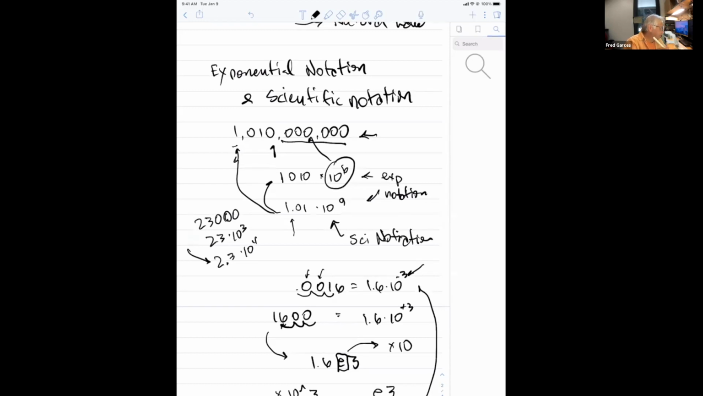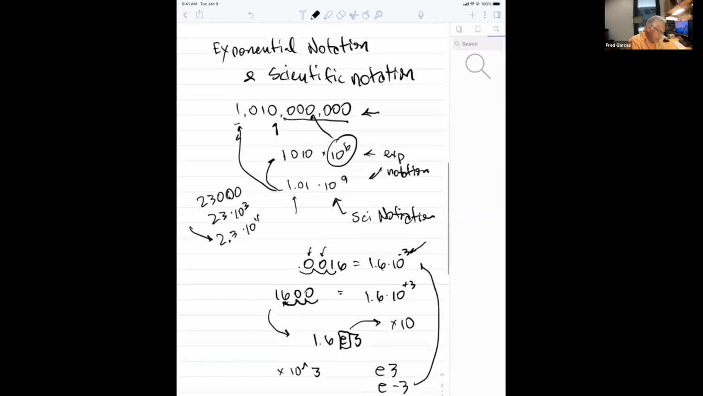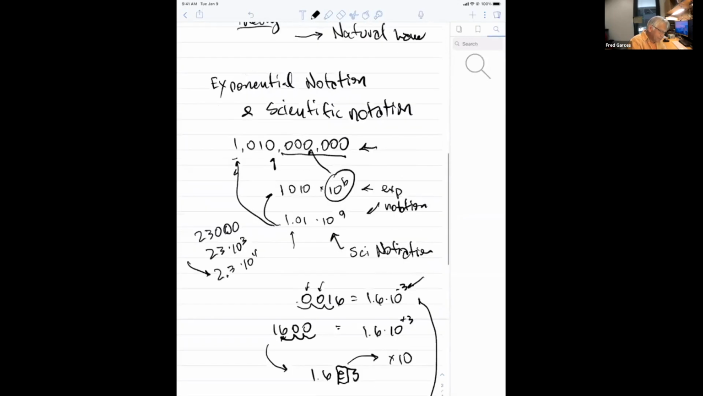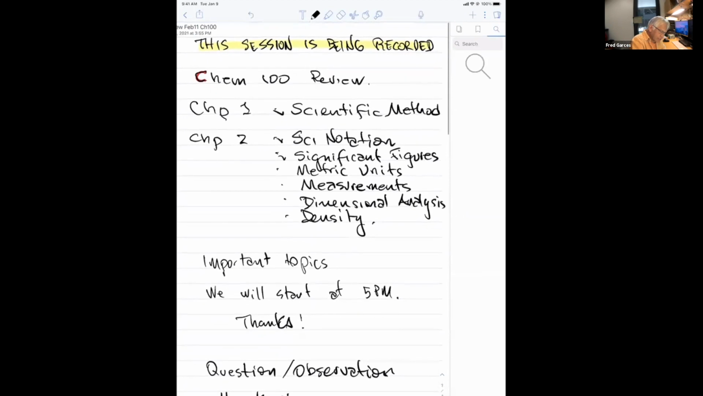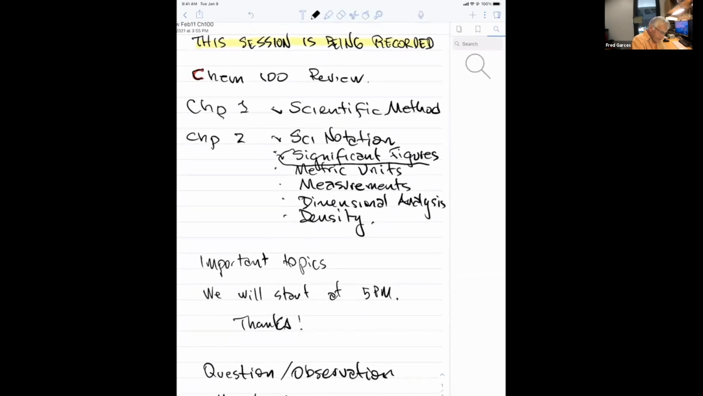So that's what scientific notation and exponential notation is about. Now let's take a look at this topic right here, significant figures, because significant figures is one that is always a source of confusion for beginning science students, because it's so important and yet it's so confusing.